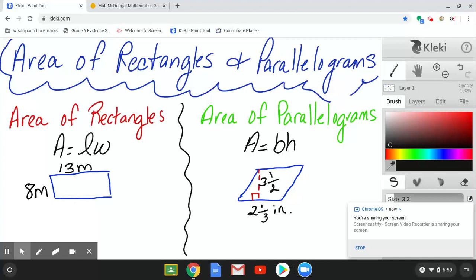Class, Mrs. Calvi here. Quick tutorial on finding the area of rectangles and parallelograms. This will be 8.3 in your textbook. I have two examples here on the left side.